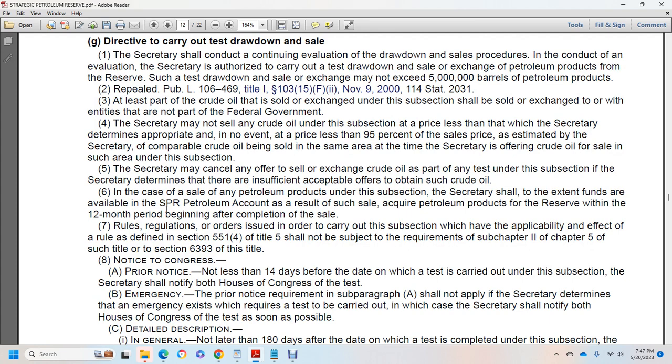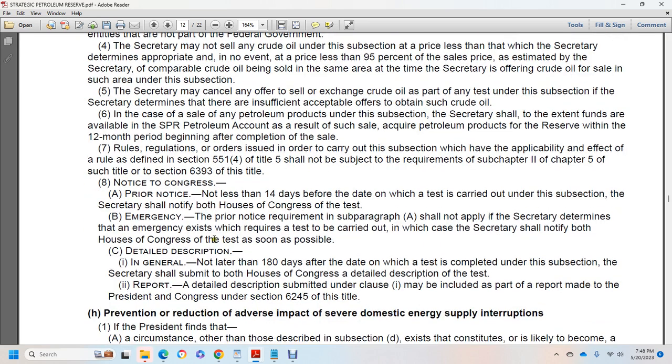6. In the case of a sale of any petroleum products under this subsection, the Secretary shall expend the funds available in the petroleum account as a result of such sales to acquire petroleum product for the Reserve within a 12-month period beginning after completion of the sale. 7. Rules, regulations, and orders issued to carry out this subsection which have the applicability and effect of rules as defined in section 551(4) of Title 5 shall not be subject to the requirements of Subchapter 2, Chapter 5 of such title or to Section 6393 of this title.